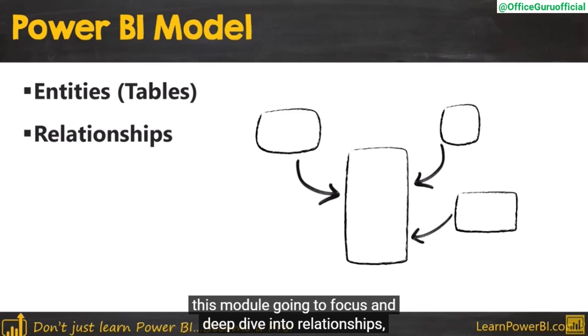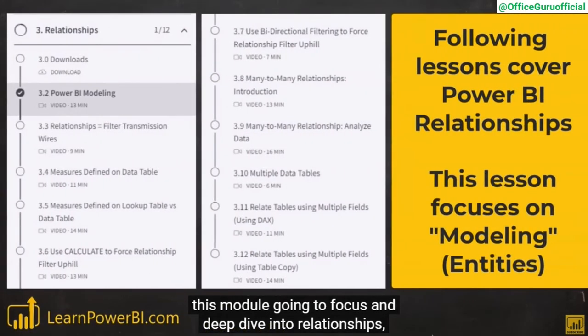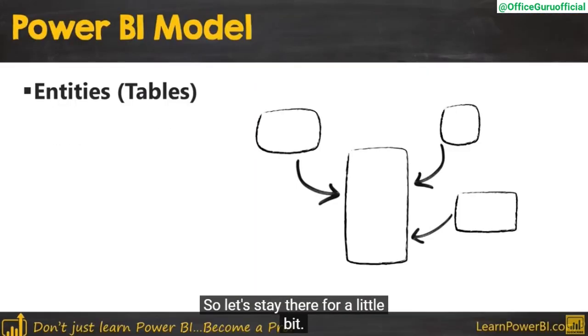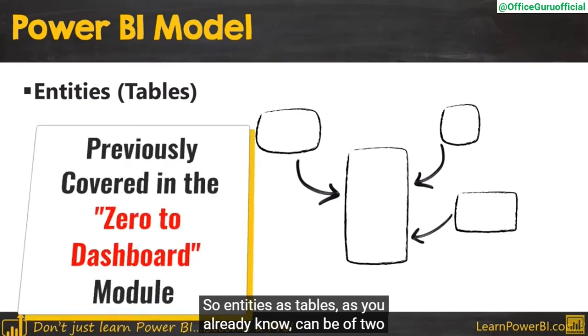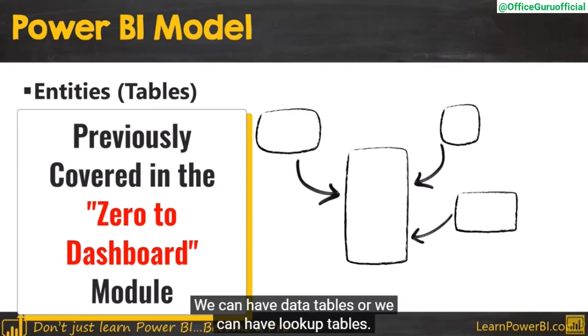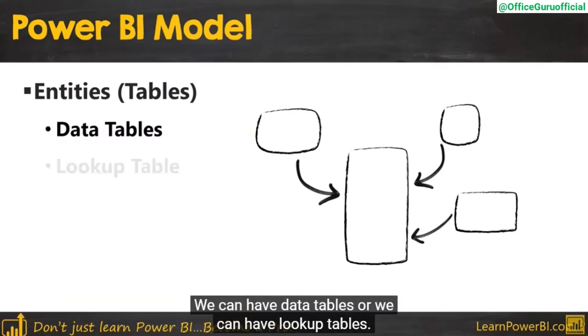Now we are in this module going to focus and deep dive into relationships, but we got to understand entities before we can dive into that. So let's stay there for a little bit. So entities as tables, as you already know, can be of two types. We can have data tables, or we can have lookup tables.